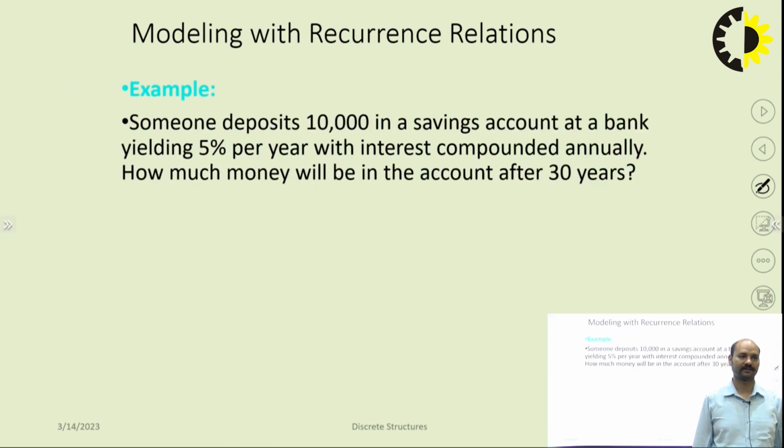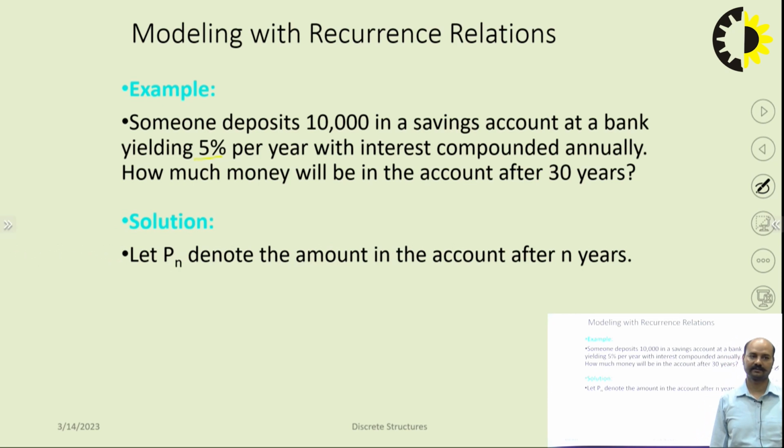Modeling with the recurrence relation. Someone deposits 10,000 rupees in a savings account and the bank gives 5% per year interest, compounded annually. How much money will be in the account after 30 years? We can solve this particular problem with a recurrence relation.